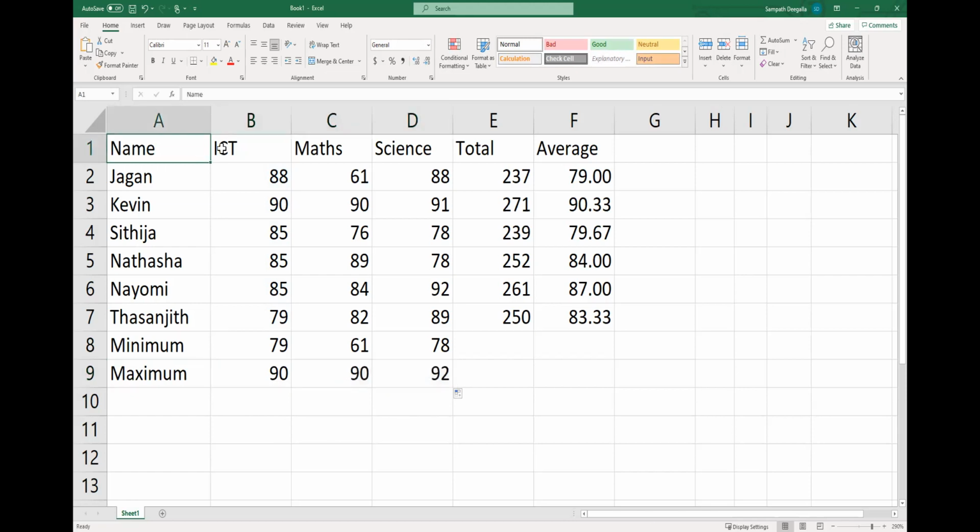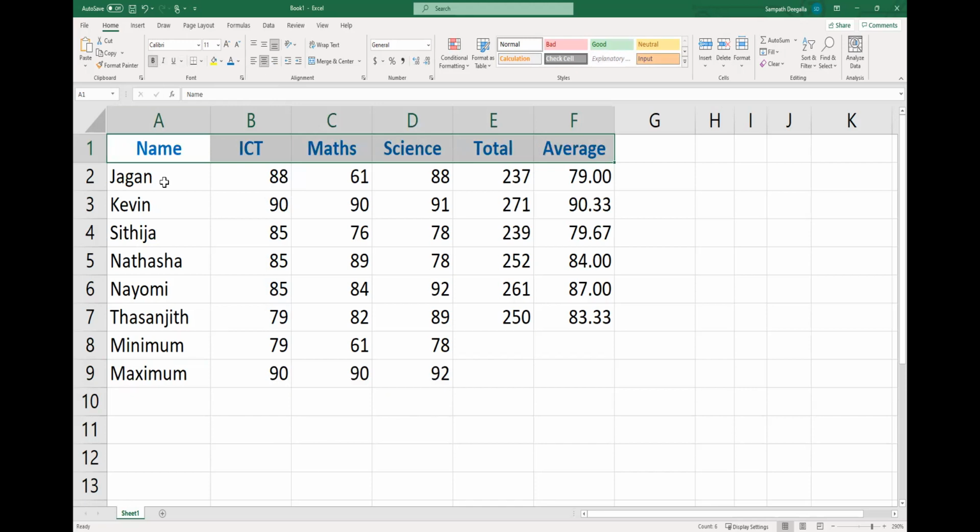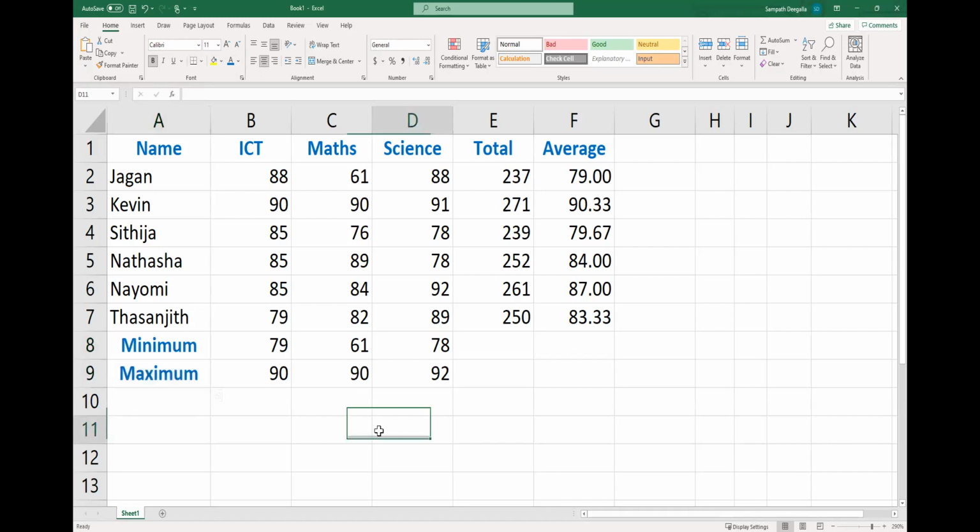So I will put up the labels in a different color. Let me use the color dark blue, and then maybe I will center it and bold it to see if it looks good. Similarly, these two as well, bold it, and I will center it.